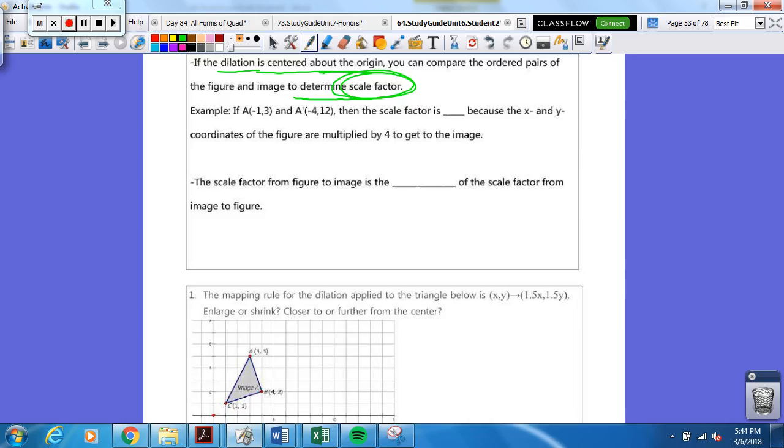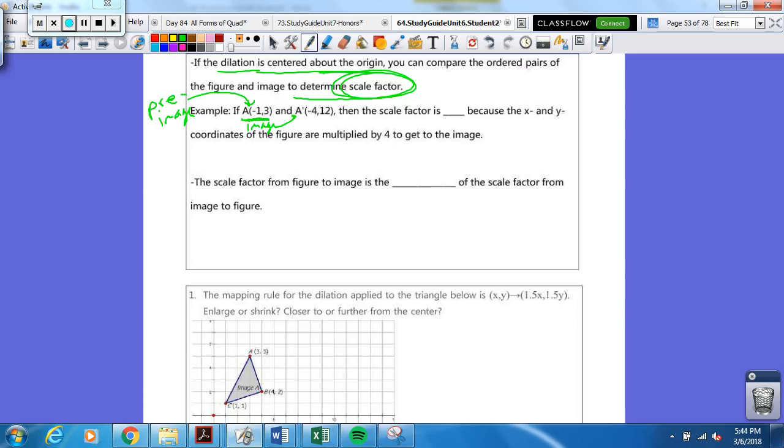For example, if A is (-1, 3), this is called the pre-image. Right there, write that down. And A prime, this is what happens after we transformed it. This is called the image.